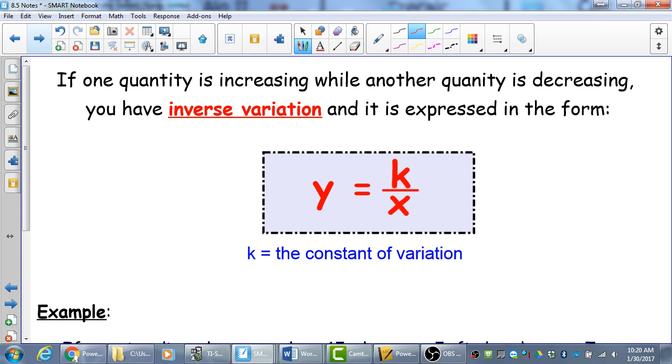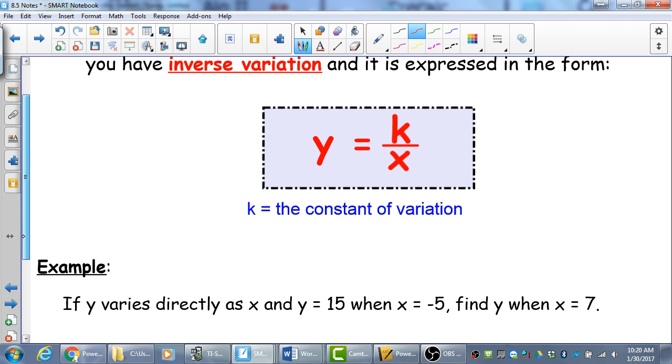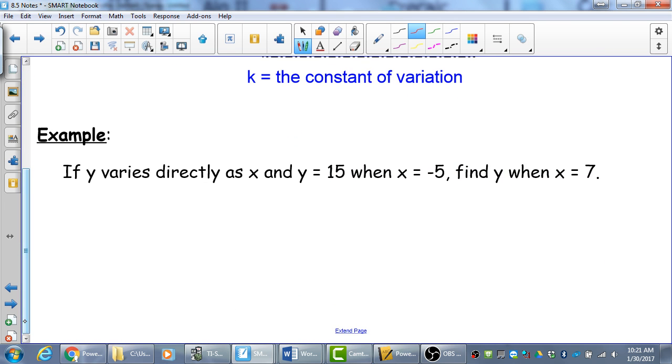An inverse variation is expressed in the form y equals k over x. K again is the constant. So now if y varies inversely as x, y equals k over x, that's inversely.